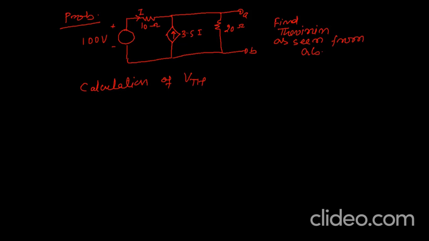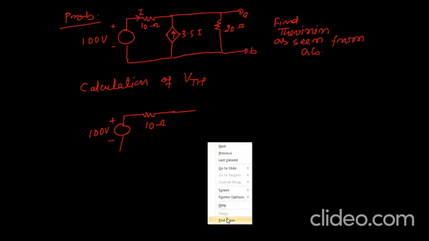So first we convert this source into the voltage source. Let's see. This is our plus minus 100 volt and this is 10 ohm, and this current source is being converted into voltage source.